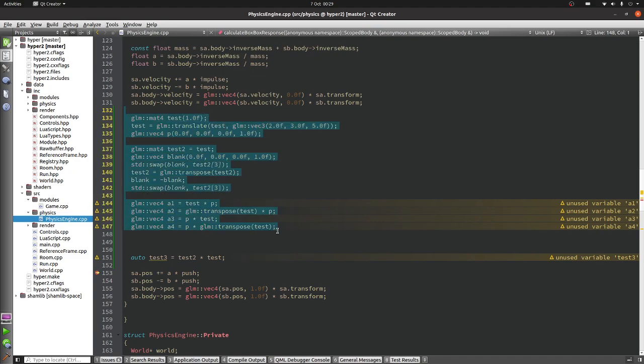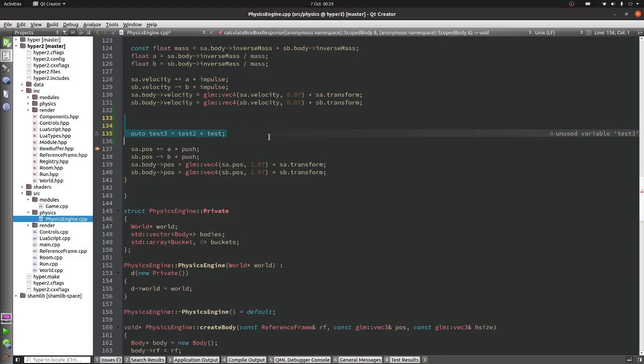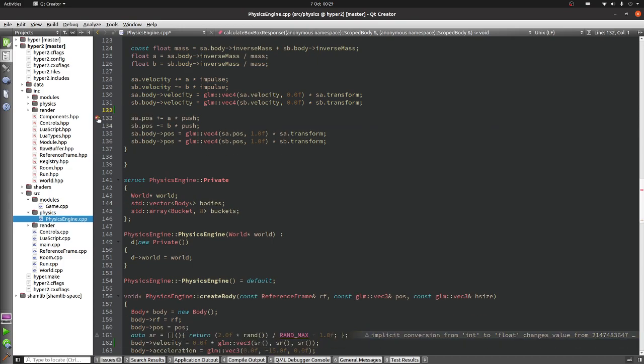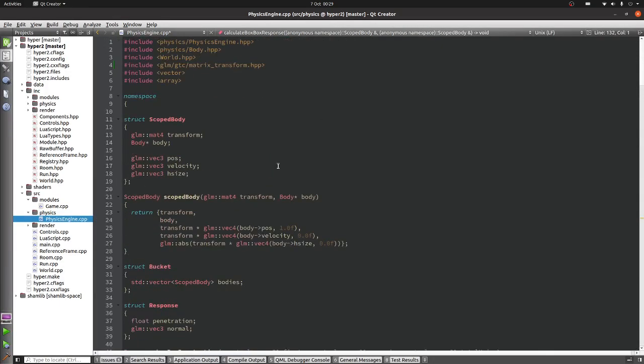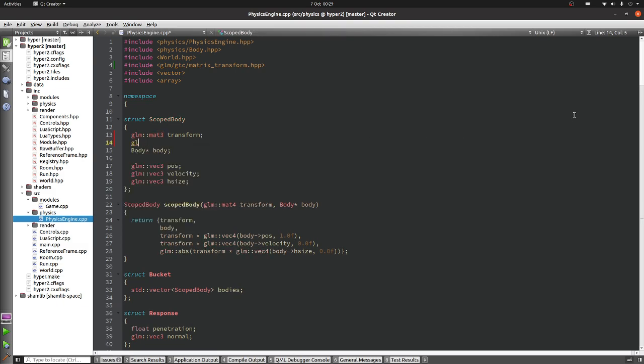Okay, so let's go to this test code. I don't want to make it super complex because that's always miserable. The easiest way to do this would be to make that matrix 3 and make this a vec3 with the offset.